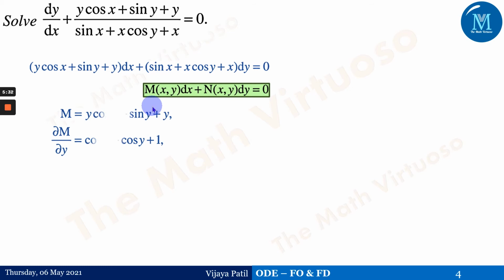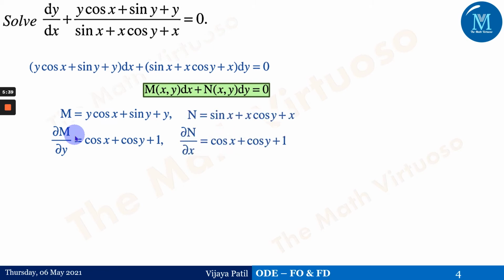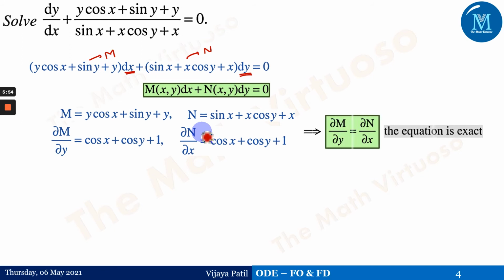Now we can easily compare with Mdx plus Ndy equals 0, and we have got M as this, and thus dou M upon dou y is given as cos x plus cos y plus 1. Similarly, we can identify the coefficient of dy here. The coefficient of dx will give us M, and the coefficient of dy will give us N, the capital N. Again, if you observe, dou N upon dou x is cos x plus cos y plus 1 as well. Therefore, this particular equation is exact.